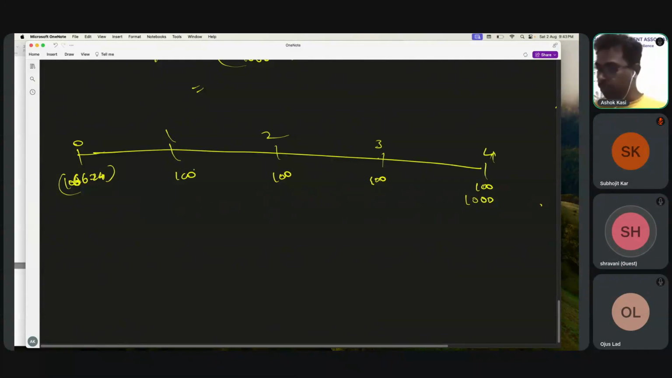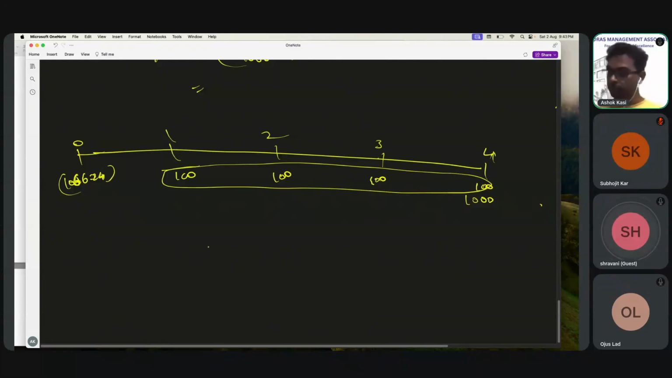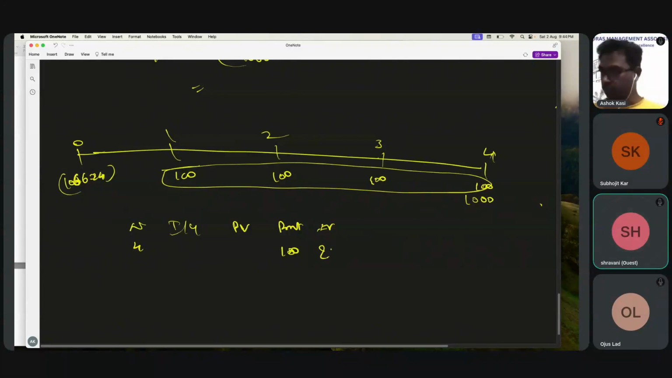Shortcut method will be what? See, I'm investing. This is like my payment, 100, 100, 100, 100. If it is for 10 years, I cannot keep on calculating like this, right? So how will I do? N is 4, I'm going to invest 100 each time. What is the future value of that? Present value is nothing. It is growing at 8%. Calculate the future value.